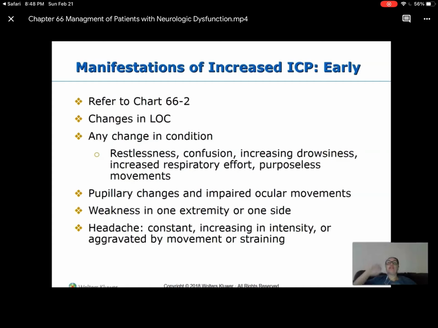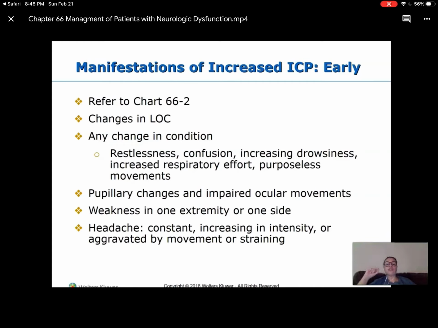Okay? So again, that early subtle sign of maybe they couldn't answer what day it is. And they're kind of just rambling on and not making any sense, you know. We can say they're just tired, they didn't sleep well. You know, it just gets brushed off unintentionally. So please understand, these early things can be life-altering to this patient.